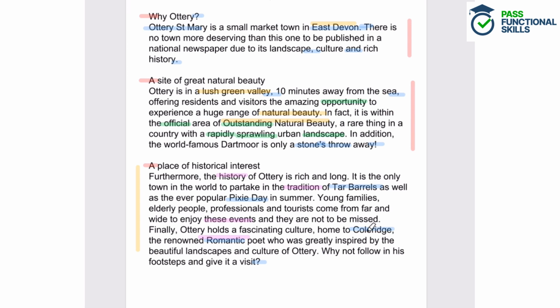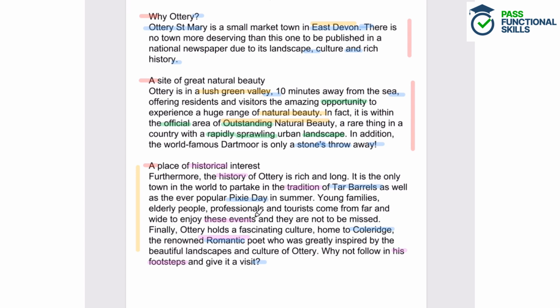So we're referring back to Coleridge, that poet there, and asking, well, why shouldn't the reader follow in his footsteps and go to the town? So can you see how each sentence is linked up within this paragraph, and the paragraph focuses on that one topic of historical and cultural interest?